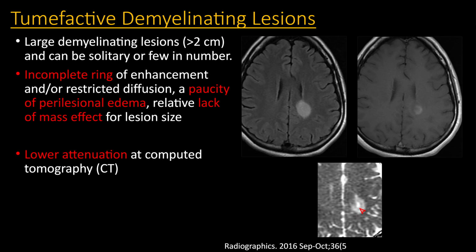These lesions can diffusion restrict. As you can see here on the ADC, the enhancing ring part of it is actually restricting.